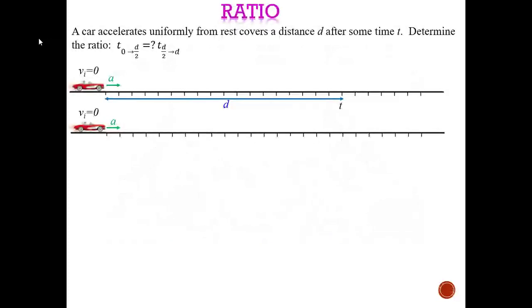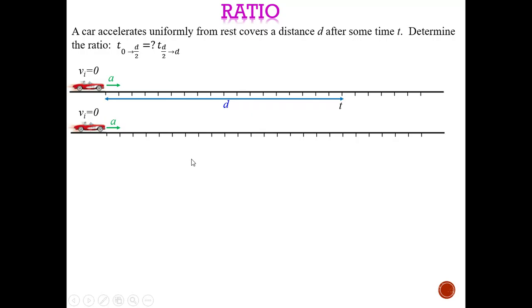Okay. All right. So in this particular ratio problem, we have a car that accelerates uniformly from rest and covers some distance d after some time t. We need to determine the ratio of the time it takes to cover the first half of the distance compared to the second half. Our goal is to find what the question mark, the coefficient, is in order to make the statement true.